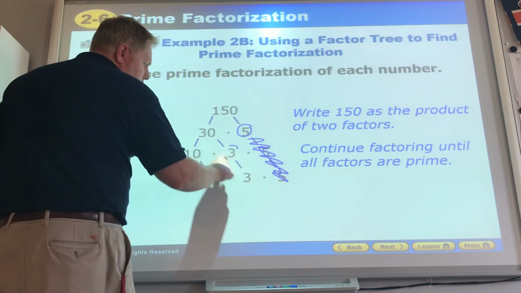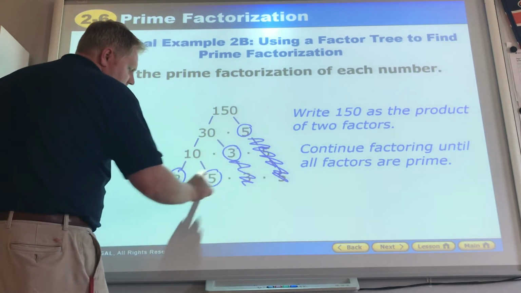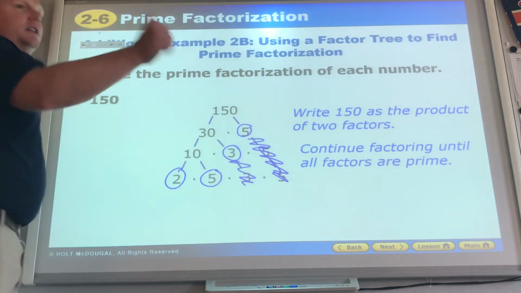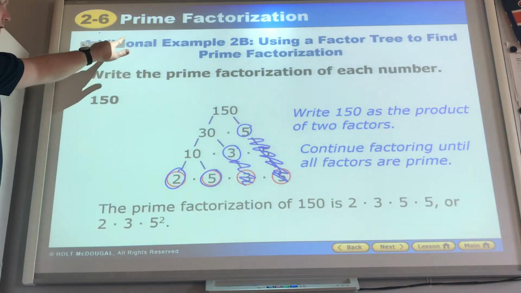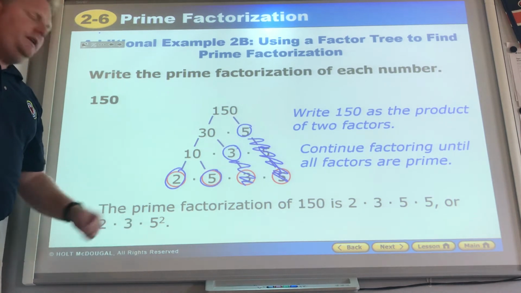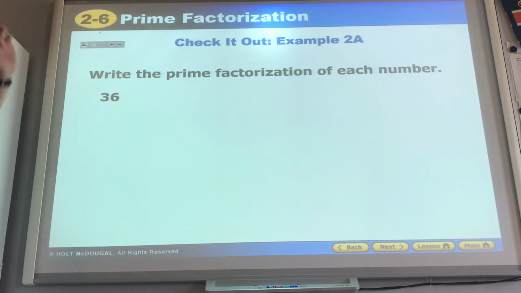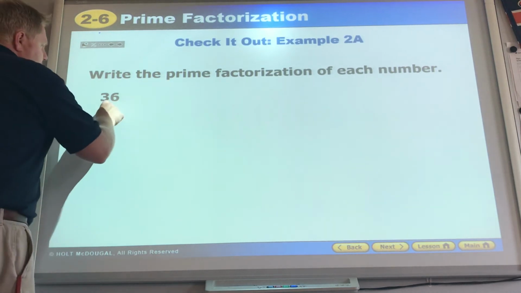30 will break down into, oh, that's prime. Don't need to write all that junk down. 2 and 5. Hey, 2 and 3 and 5 and 5. That's what we came up with. So when they do that, there's your prime factorization, or you can choose to write it with exponents. Either or is okay. 36, take a crack at it yourself.